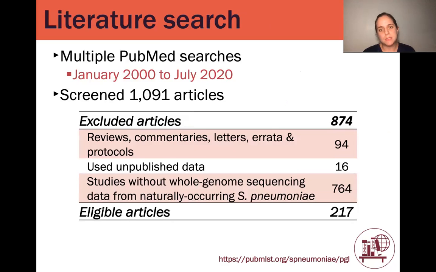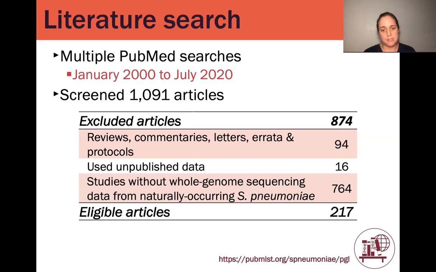We've now carried out multiple PubMed searches, and we've covered articles published from January 2000 to July 2020. We've screened over 1,000 articles, and we exclude any articles that aren't original research papers. We exclude any studies that included unpublished data from public repositories. And then our main criterion is that to be included, a paper must include at least one whole genome sequence from a naturally occurring Streptococcus pneumoniae isolate. Based on those exclusion criteria, we were left with 217 eligible articles.